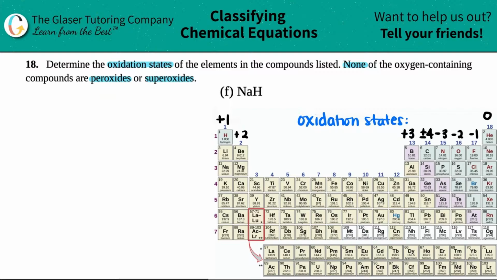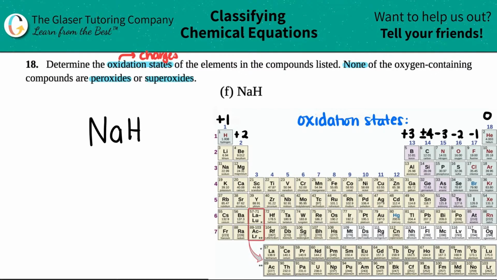Anyway, we need to find the oxidation states, aka the charges, for sodium, which is Na, and hydrogen, which is H, in sodium hydride, NaH. Okay, so let's write it down over here, NaH.